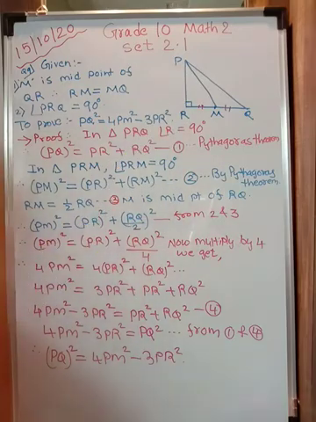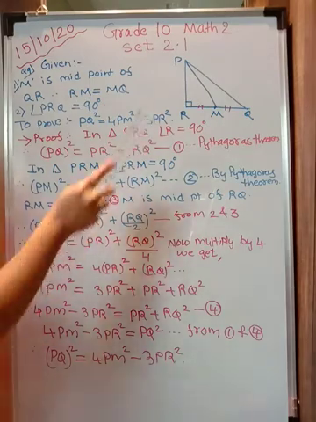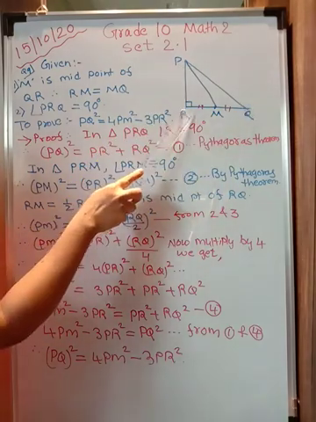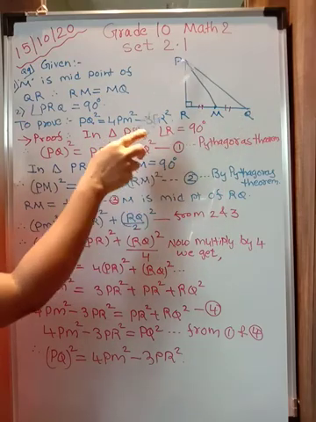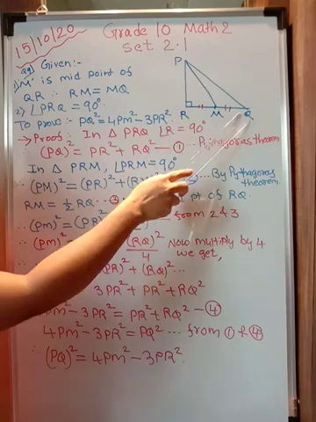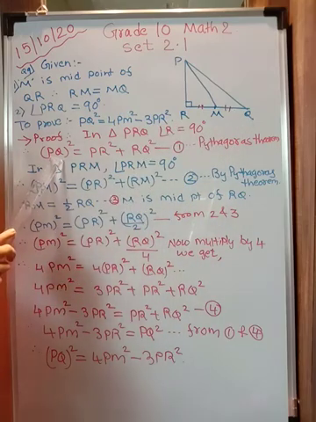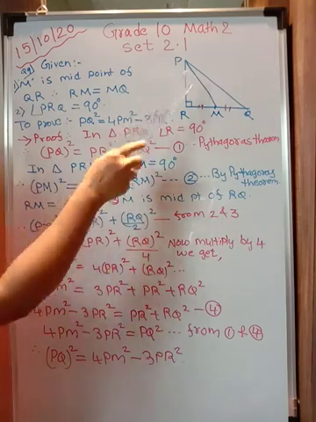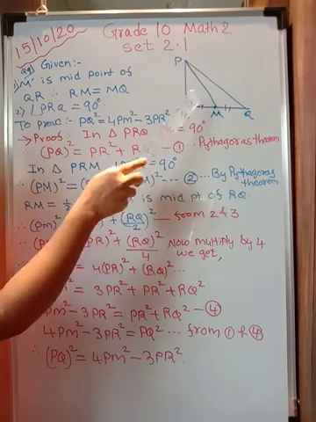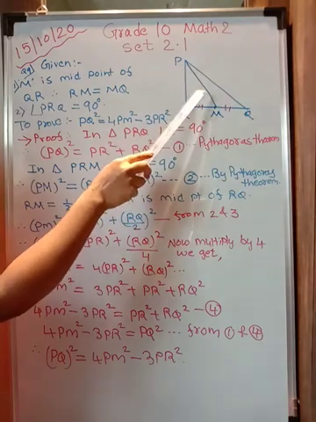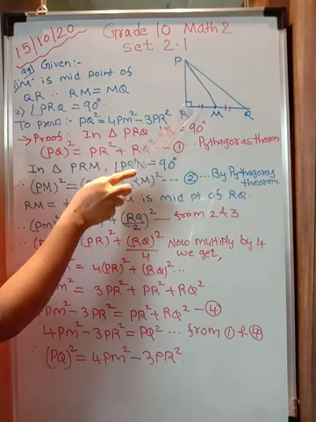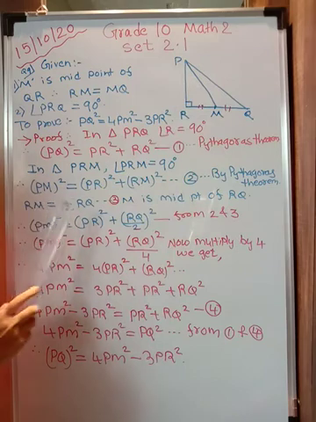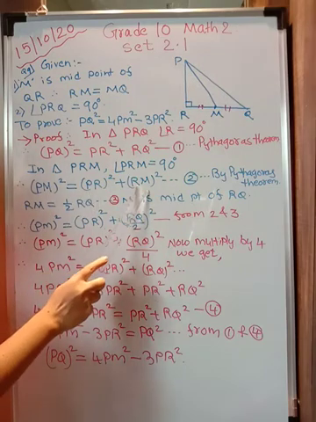Now see, the proof is easy. Don't be afraid of these numbers. Just see now. First in triangle PQR, this is 90 degrees. So by Pythagoras theorem you get PQ square is PR square plus RQ square. So this is your first. Now in triangle PRM, again R is 90 degrees. So you apply Pythagoras theorem in this triangle. What you get? PM square is PR square plus RM square.